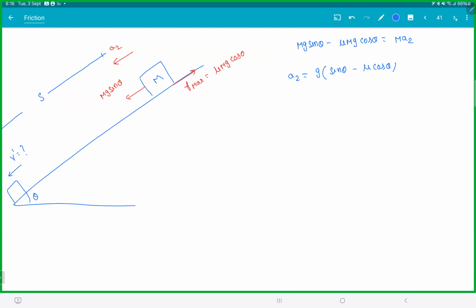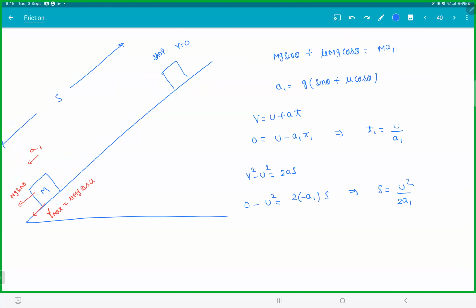You're getting it? So there is no way you can find that out. So we need to find s. So we will use s is equal to ut plus half at square. So s is the same, as u is 0. Acceleration is a2, so half a2 t2 square, where t2 is the time of descent.